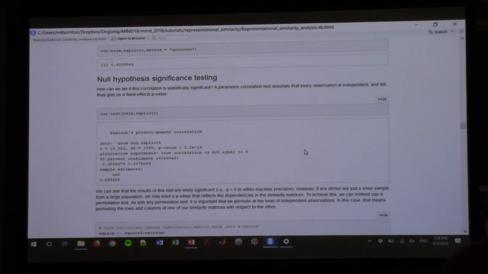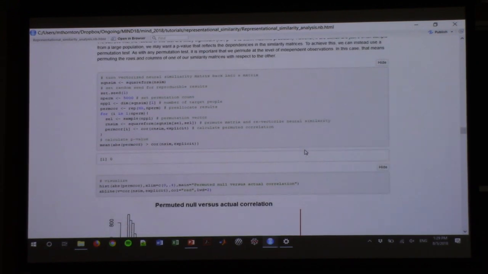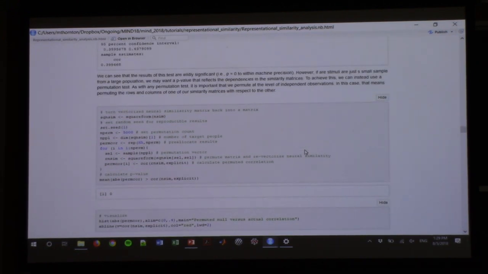So the more appropriate test is something which has existed for a lot longer than representational similarity analysis. It comes from the ecology literature, in fact, when they wanted to calculate distances between animals and relate those to each other. This is the Mantel test. It's basically done by permuting the data at the level of the independent observation. This is what we're doing in this block of code. Again, if you don't care about R, you don't necessarily need to care about the syntax here.